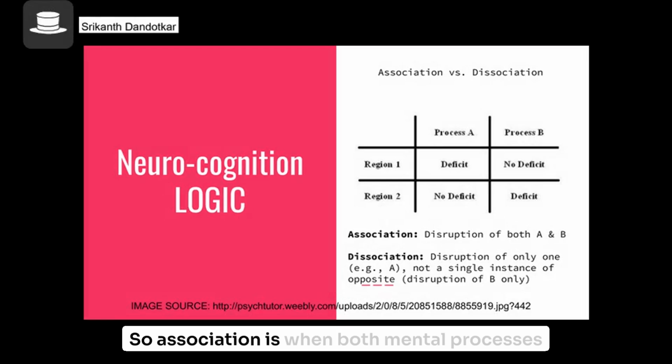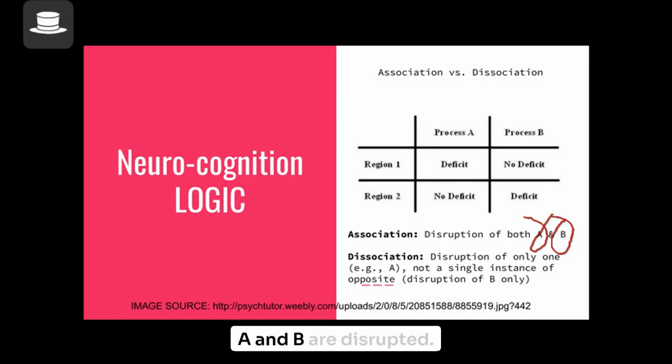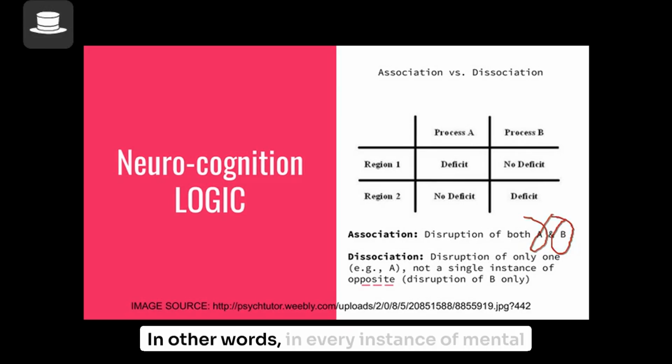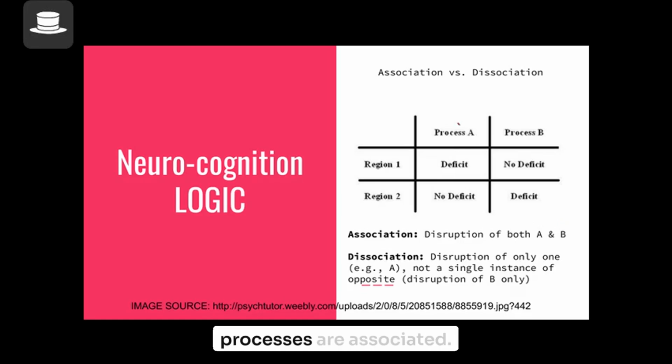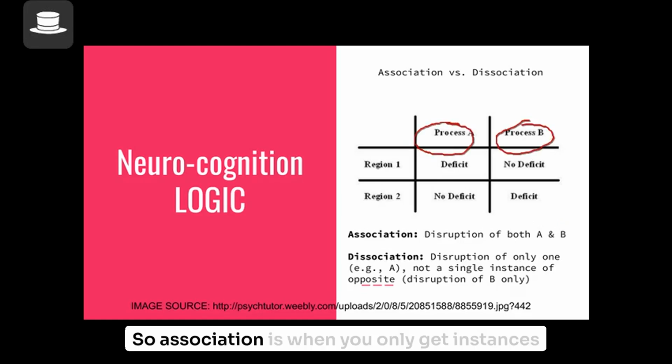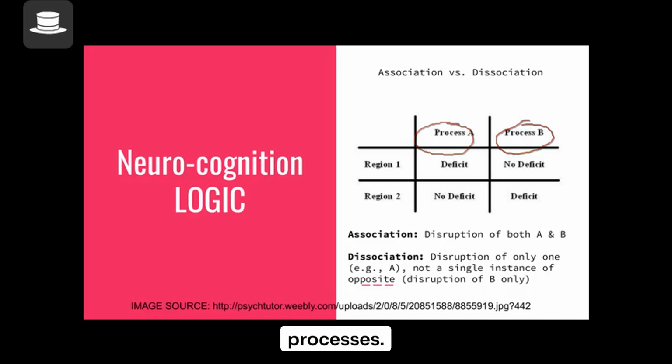So, association is when both mental processes A and B are disrupted. In other words, in every instance of mental process A disruption, imagine there is a patient with brain injury and mental process A is disrupted, but mental process B is also disrupted all the time. In other words, these two mental processes are closely associated. Maybe they are sharing the same region in the brain, or they are inseparably dependent on each other, meaning that these two mental processes are associated. So association is when you only get instances of patients with a disruption to both mental processes.